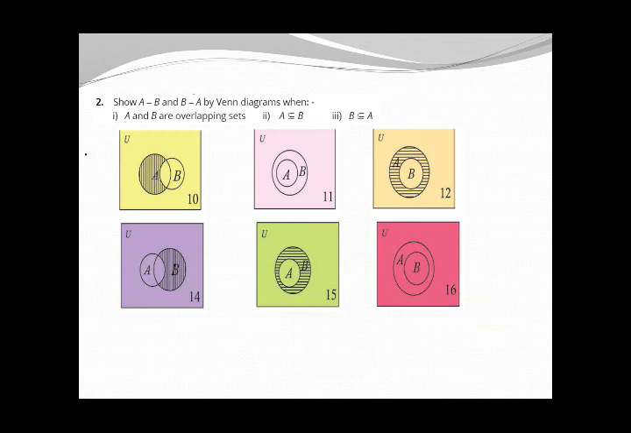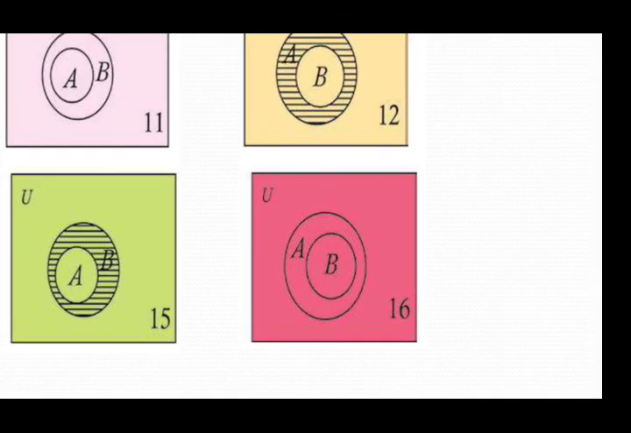Second part, A is a subset of B, then A minus B is not possible, it is an empty set. And in the next diagram below, 15 shows B minus A. Third part, B is a subset of A, in diagrams 12 and 16.